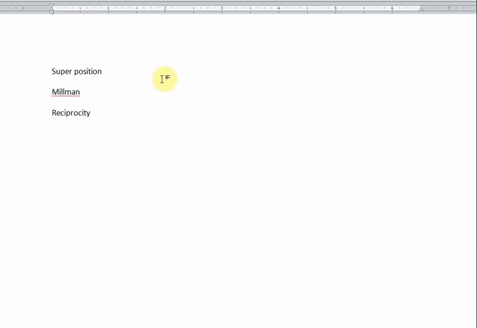So this is about the superposition theorem. What is the superposition theorem? I gave an example of the superposition theorem through an analogy. What is the analogy I explained? You have two eyes.